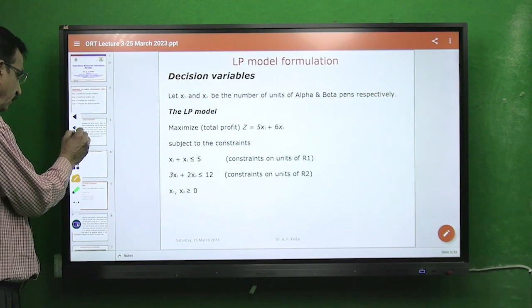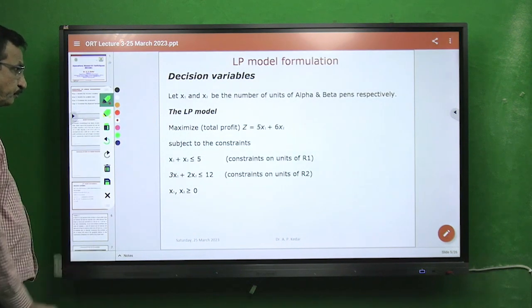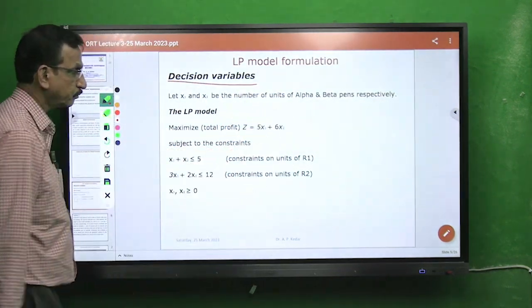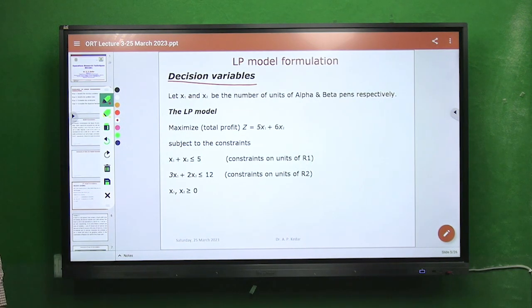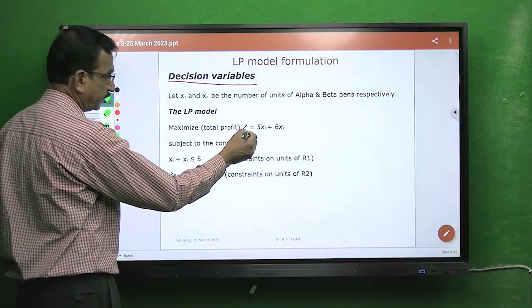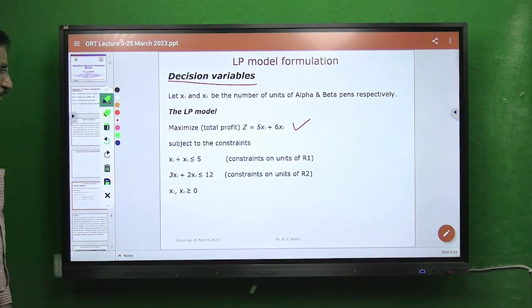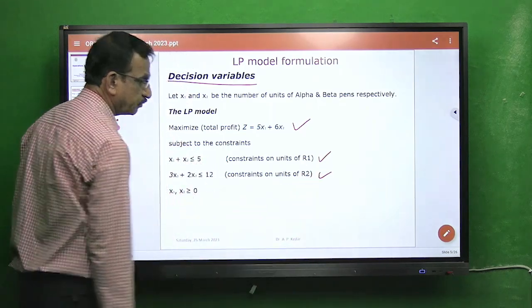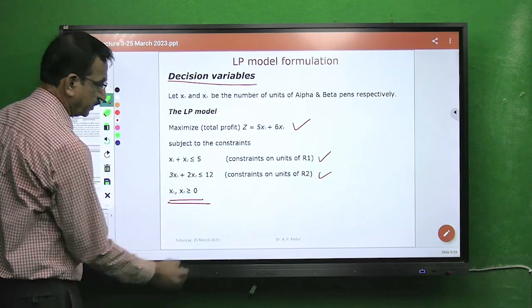So here I have given this in final version and it speaks like this. First, decision variables. So assumption, let x1 and x2 be the number of alpha and beta panes respectively. Linear programming model, for that we have discussed that maximize total profit. This is z equal to 6x1 plus 5x2. These are subjected to constraints. One constraint is for R1, other constraint is for R2, and last is very important condition, non-negativity condition.